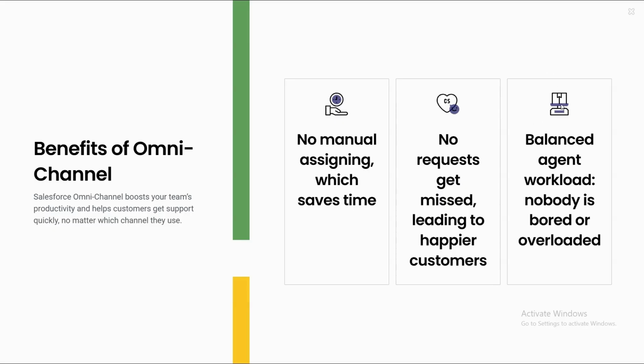And the third benefit is balanced agent workload. That means nobody gets very little work and nobody gets overloaded. Every agent gets equal work, so the agent is happy and customers are also happy. Agents are happy because they get work based on their capacity, and customers are happy because their issues are being addressed. So these are all the benefits of using Omnichannel.